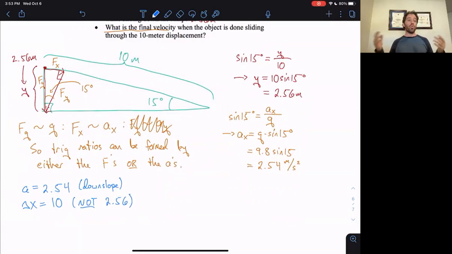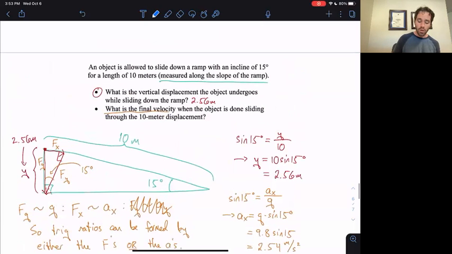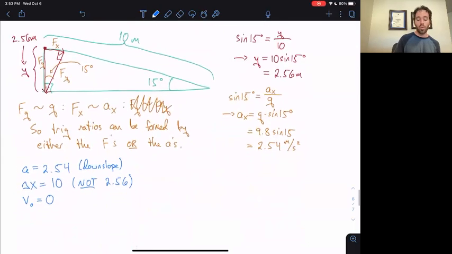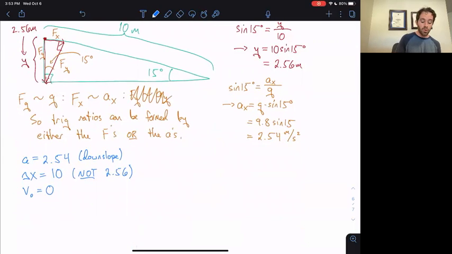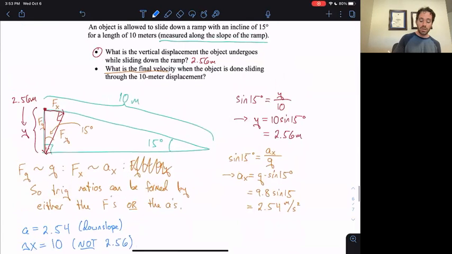Common protest: well, then why do we have to solve for the 2.56? Because you should be able to tell that later on when you're asked about something, you need to use the correct quantity, not just parrot back the thing that you solved for earlier. Okay, so acceleration is known, displacement is known. We also are going to assume that this thing was released from rest. Was that stated? An object is allowed to slide? Nope, but when it's not stated, you can assume that it's from rest. What we're looking for is VF, because that is the question. What is the final velocity?